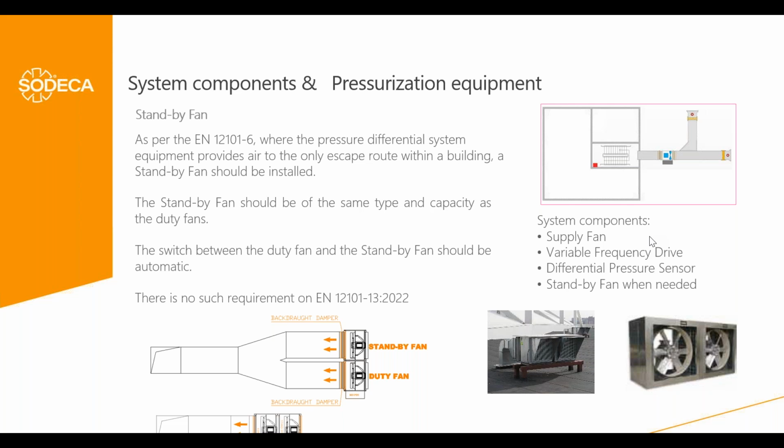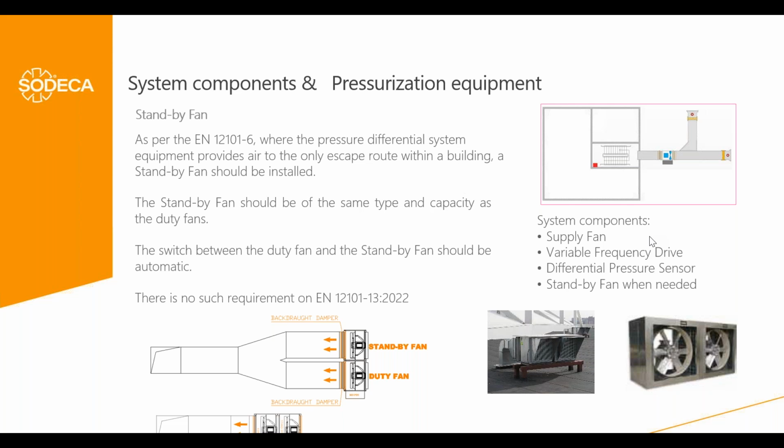The second point that is important to consider in the installation of a pressure differential system is the need of a standby fan. This requirement was written in the old Part 6, for when we have a building with only one staircase. In that case, as we only have one staircase, if the main fan fails, then we will have the problem that this staircase could be full of smoke.